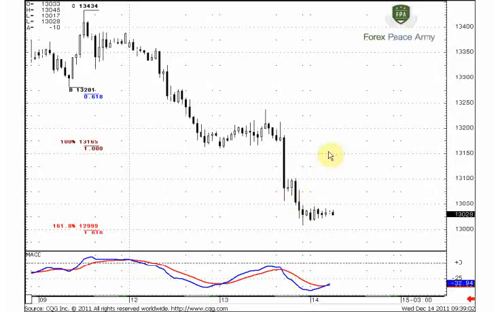Okay, that's all for today. Keep your risk reasonable and wait for clear patterns before entering any trade.